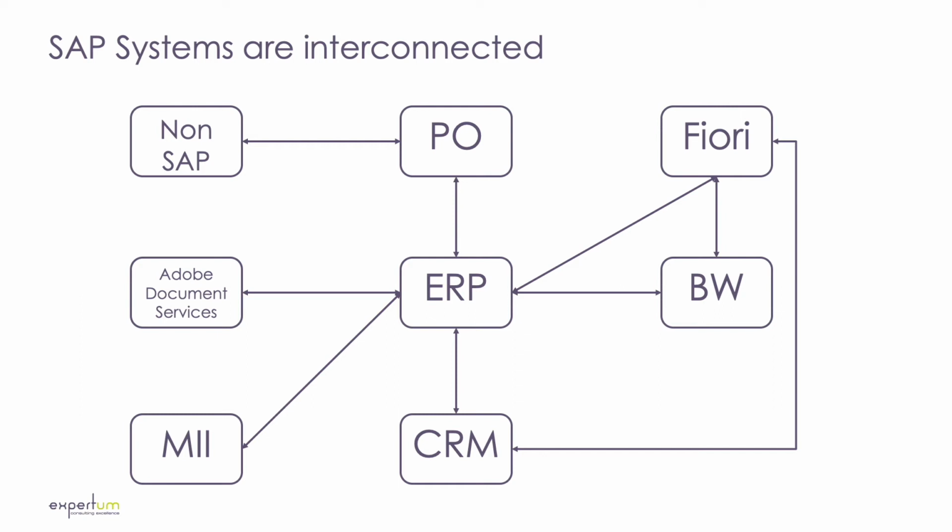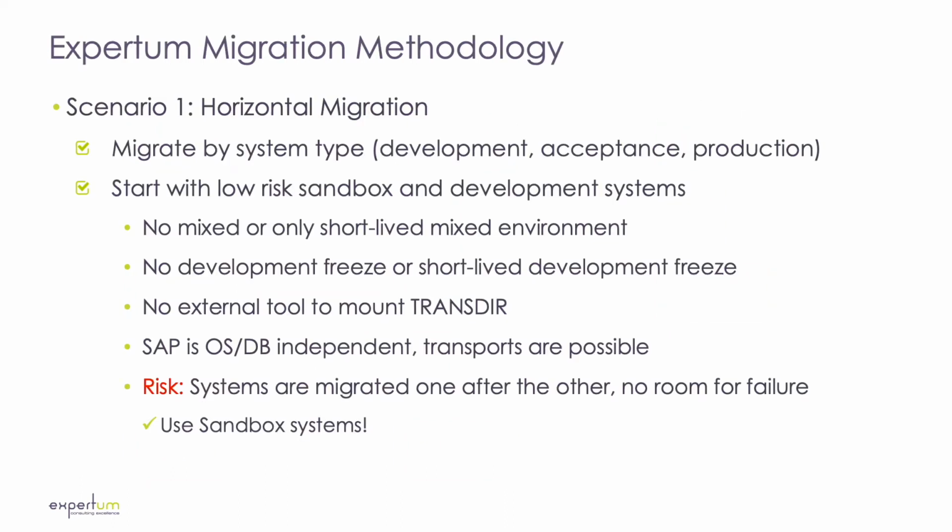Well, the data will have to go from more than 250 kilometers from one data center to the next. At Expertum, we have two methodologies. One is the horizontal migration methodology, and the other one is the vertical one. With the horizontal migration, we mean that we migrate the development system, the acceptance system, and the production system one after the other, very fast.